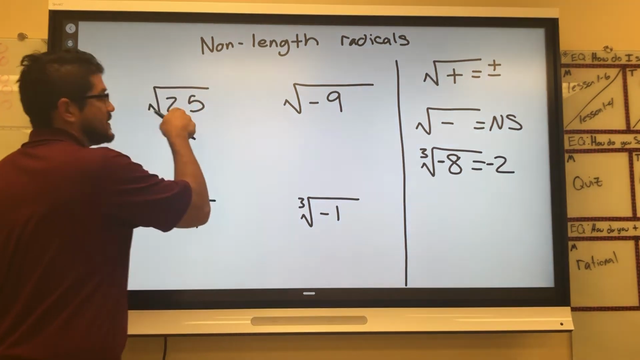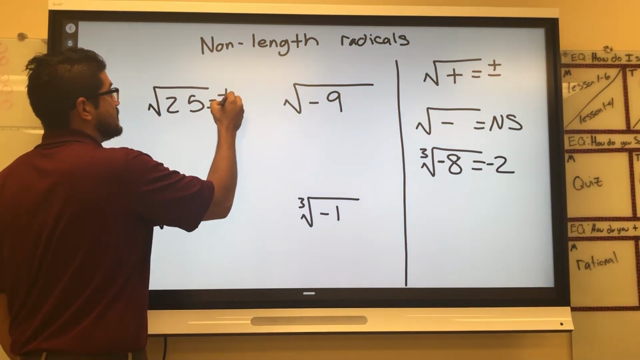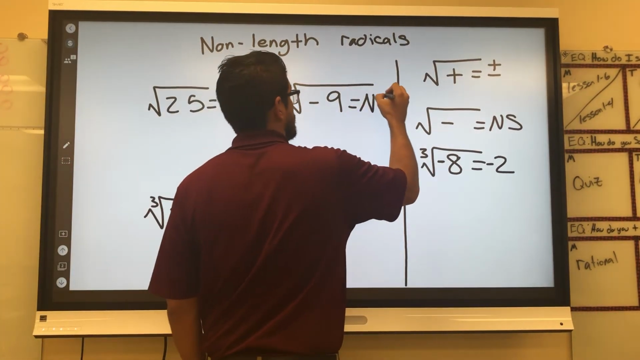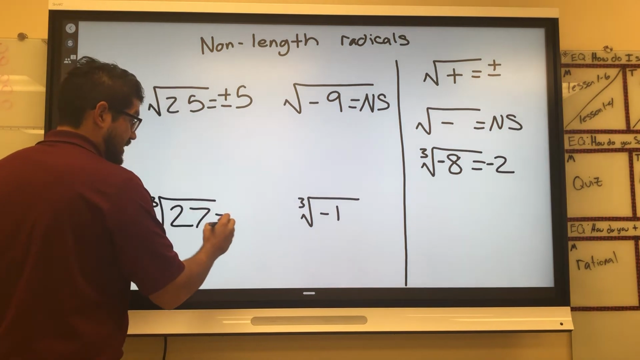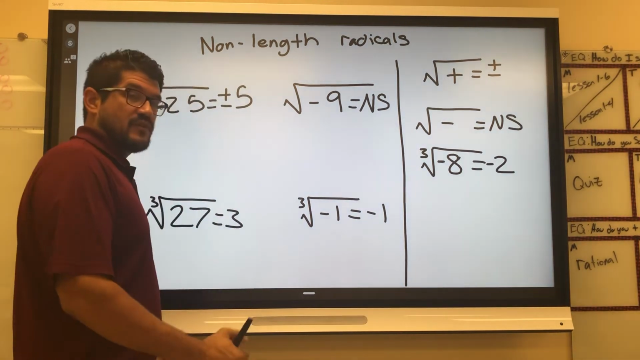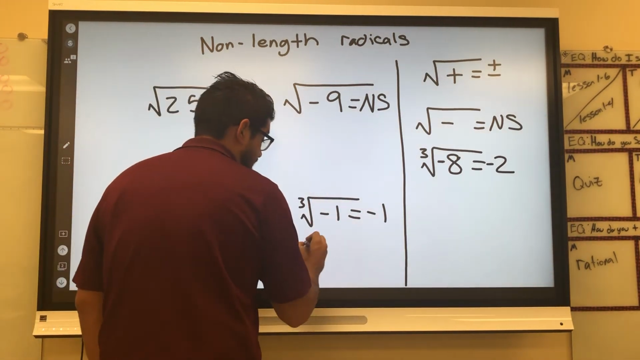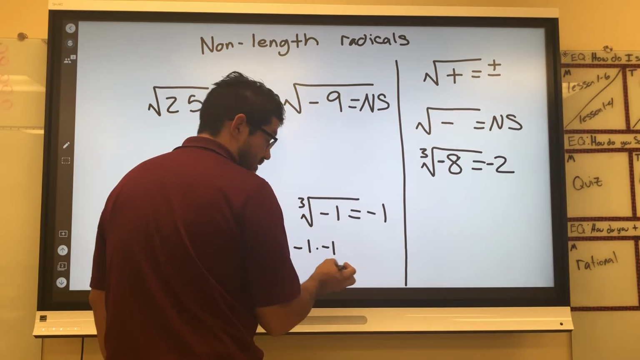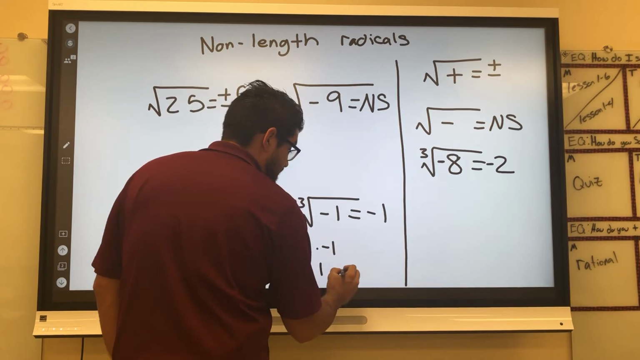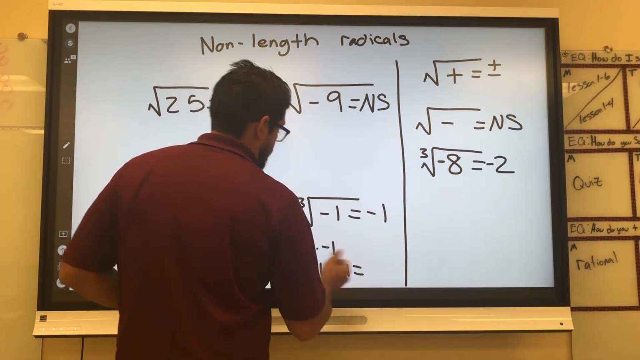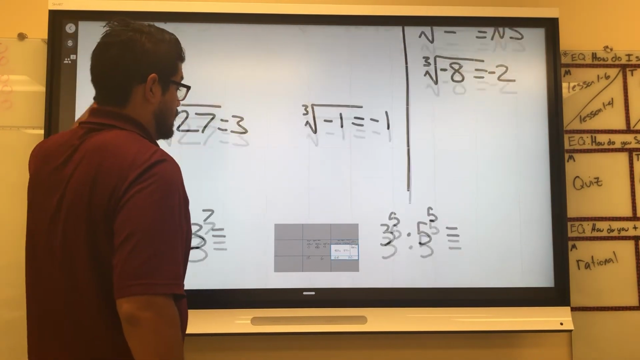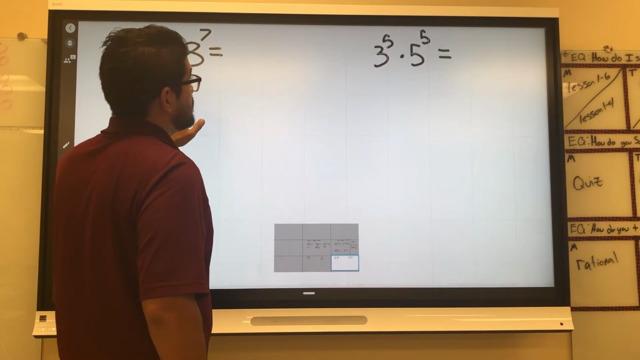So here, the answer for this one would be positive or negative 5. The answer for this one is no solution. The answer for this one is 3, and the answer for this one is negative 1. Okay, if you want an explanation for why this is negative 1, negative 1 times negative 1, you're right, is positive 1. But you have to multiply times negative 1 again. So times negative 1 is going to give me the negative 1. Okay? All right, let's go to these exponent problems.